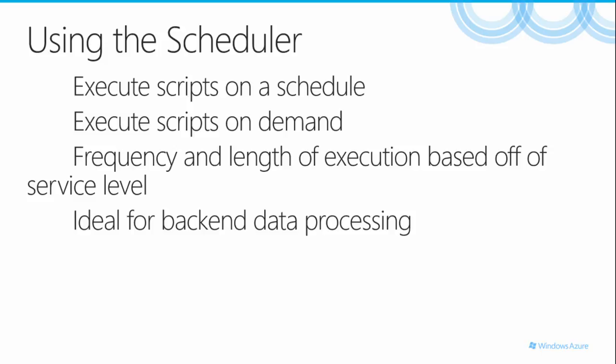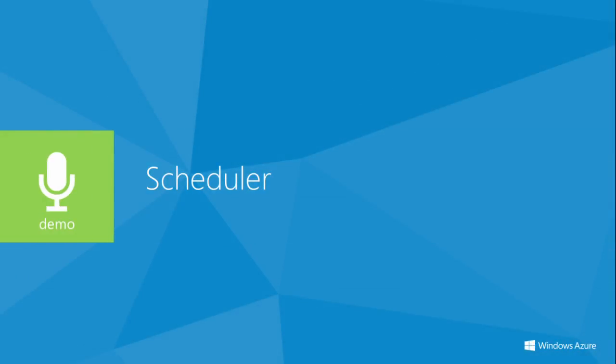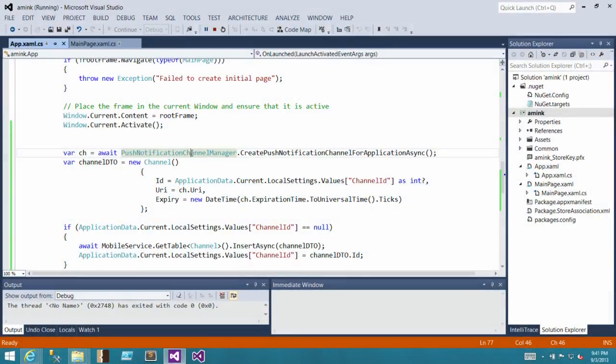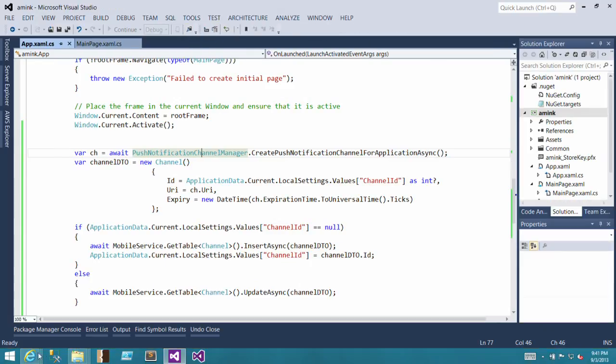So let's look at the scheduler, because this is useful for a lot of application scenarios. Basically, it allows you to execute script on a schedule, so nothing has to hit an API to execute that script. You may say you want it to run every 15 minutes. Really useful for things like aggregating news or weather. So what we'll do here is create a scheduled job, and I will hit the RSS feed for my blog and send a tile update, perhaps. So let's look at how that's done.